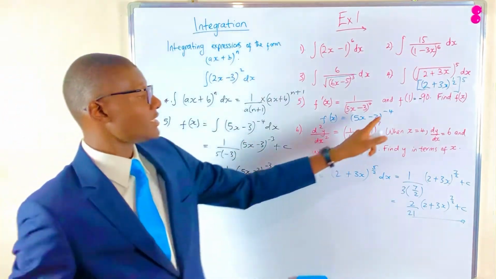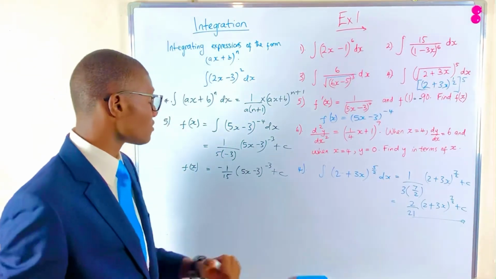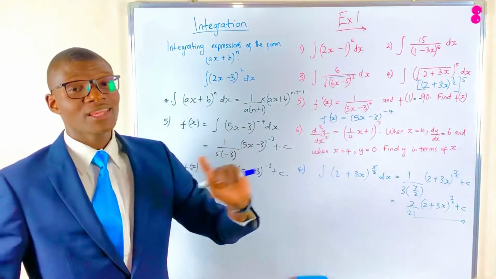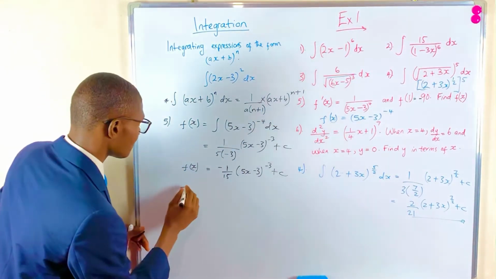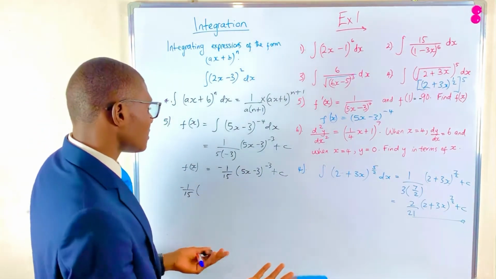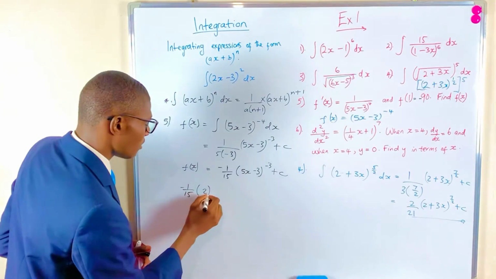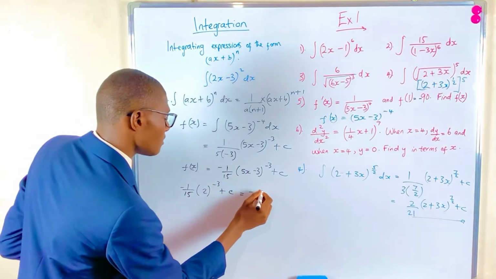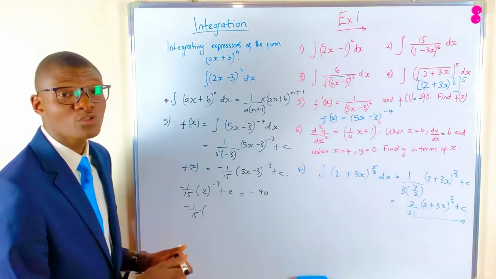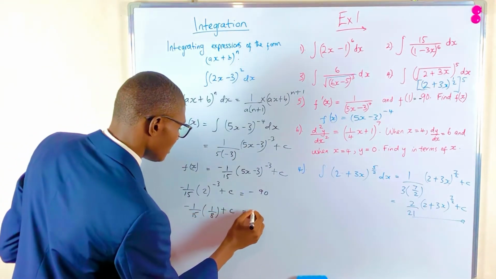But we're told that f of 1 is equal to minus 90. So this condition is going to help us find the constant of integration. So we're saying that f of 1, in place of x, if we put 1, that result should give us minus 90. So we're saying minus 1 over 15 times 5 times 1, that's just 5. 5 minus 3, we get a 2. Then 2 to the power of minus 3 plus c should give us minus 90. And then minus 1 over 15 times 2 to the power of minus 3, that's 1 over 2 to the power of 3, which is 1 over 8, plus c equals minus 90.